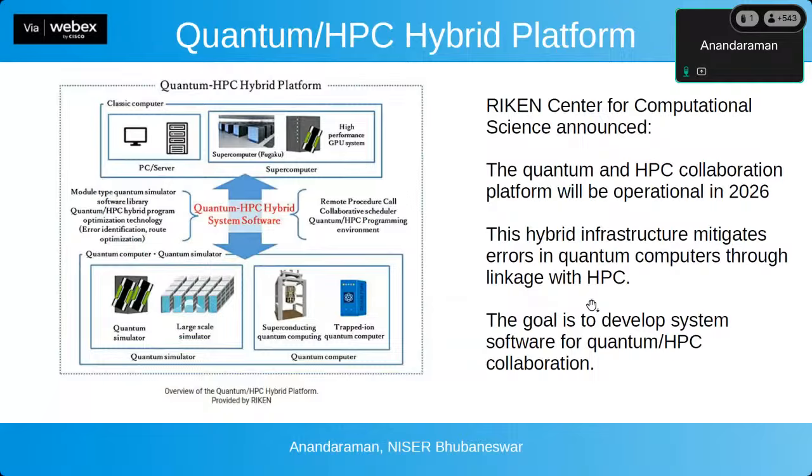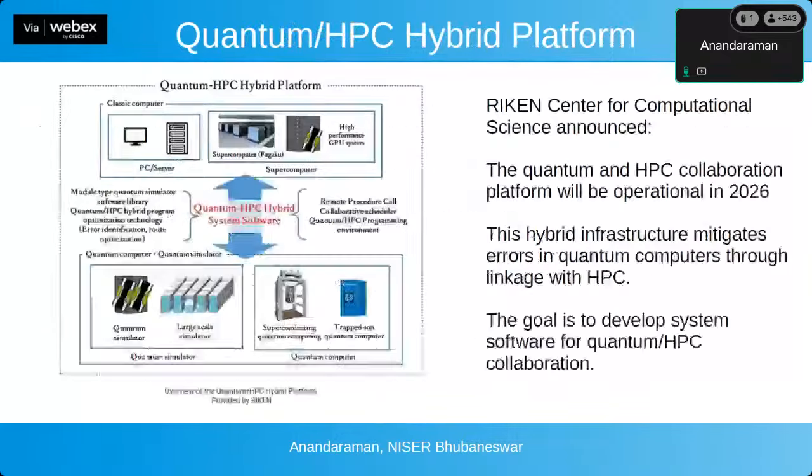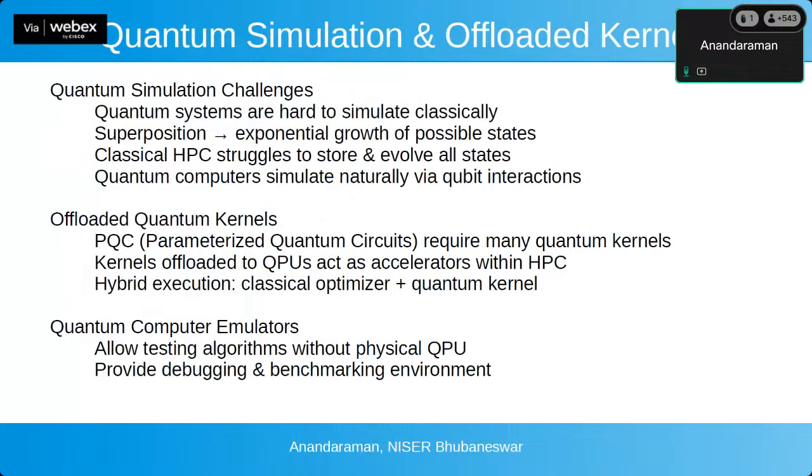So quantum error correction can happen with the help of HPC only. That's what I told here also. Quantum error correction is not possible without HPC integration. Otherwise, too many qubits will be needed. The goal is to develop system software for quantum HPC collaboration. Okay, so I think we will go for the demo.